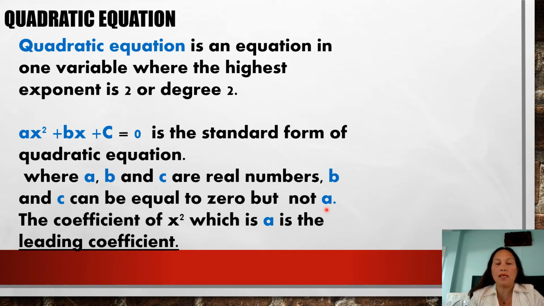But not a. Hindi pwedeng maging 0 yung a. Kasi pag naging 0 yung a, mawawala na yung term na yan. So hindi na siya magiging quadratic. Now, the coefficient of x squared, which is a, is the leading coefficient. That is called leading coefficient.